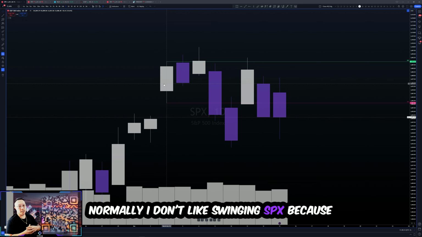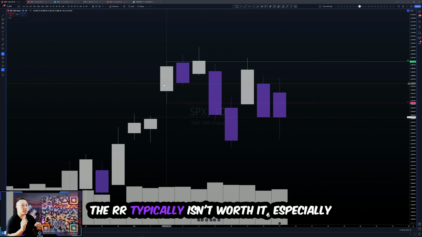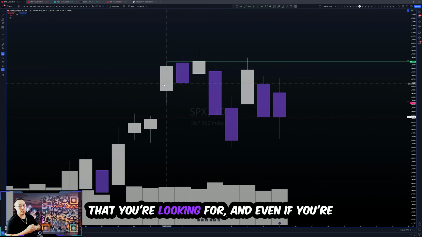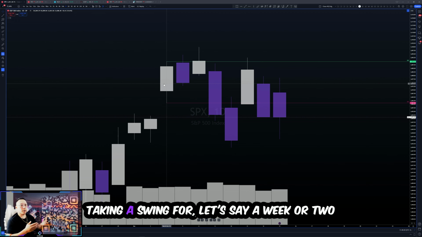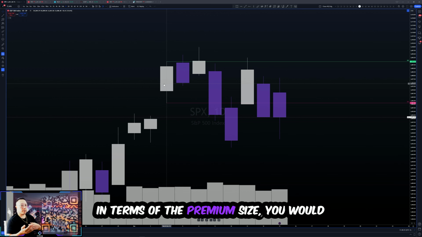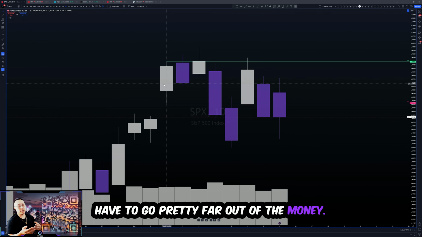Normally, I don't like swinging SPX because the RR typically isn't worth it, especially when we're in a higher IV overnight, if you're not getting the move that you're looking for. And even if you're taking a swing for, let's say, a week or two out, to find something that's within risk in terms of the premium size, you would have to go pretty far out of the money.